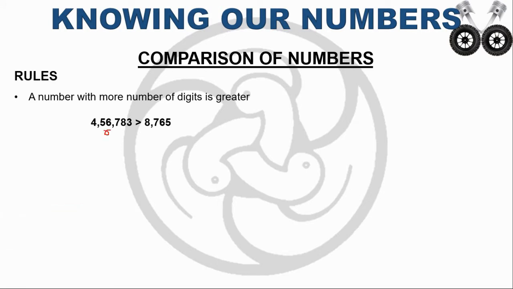Next, see the number 8,765. How many digits are here? Here 4 digits are involved. So which is the greatest? 6 is the greatest. That means 4,56,783 is the greatest one.